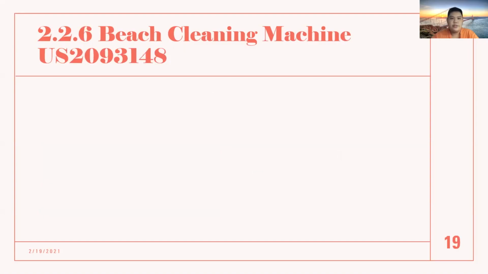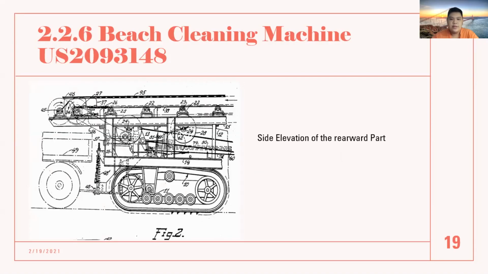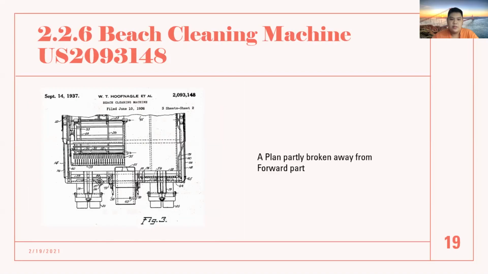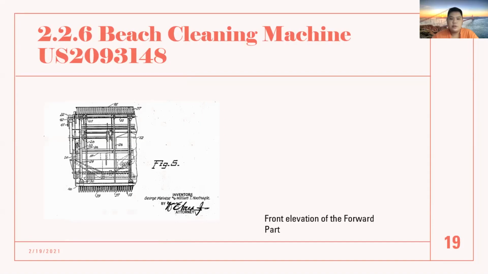The next is the beach cleaning machine patent US 2093148. And this is a side elevation of the forward parts of the machine. And this is a side elevation of the rearward part. And this is a plan, partly broken away, of the forward part. And this is a plan, partly broken away, of the rearward part. And this is the front elevation of the forward part.